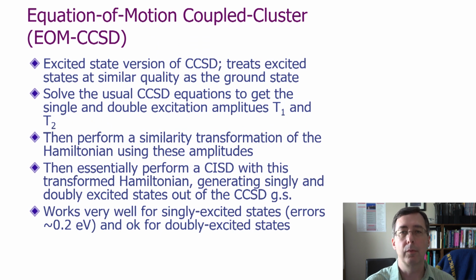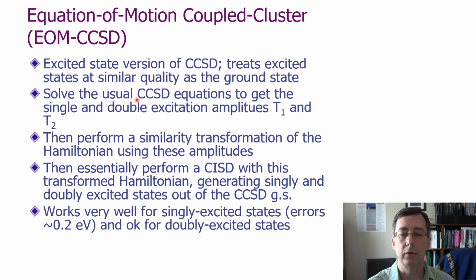What about wave function methods? Well, I already mentioned CISD doesn't really work. CIS works but gives large errors, so what else could you do? Excited state CISDT or something is going to be very costly. Your best bet is to move on to equation of motion coupled cluster. Equation of motion coupled cluster is a way to get at excited states using a coupled cluster formulation. So it's excited state version of CCSD. This one will treat excited states at a similar quality level as the ground state, unlike blindly using CISD.